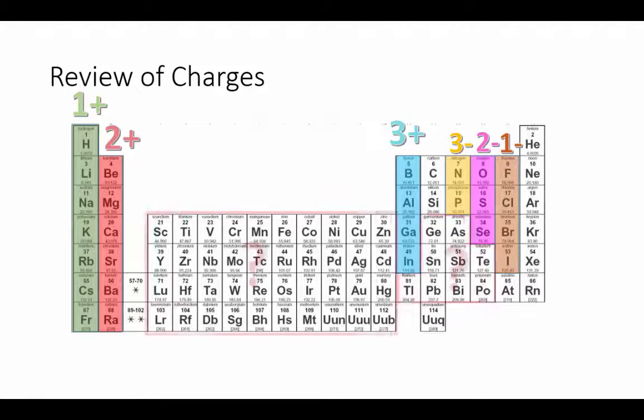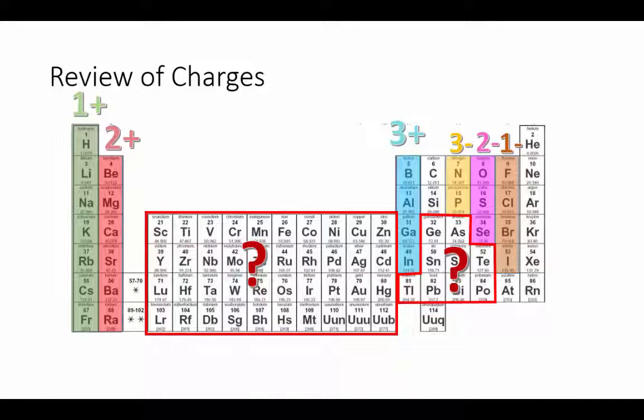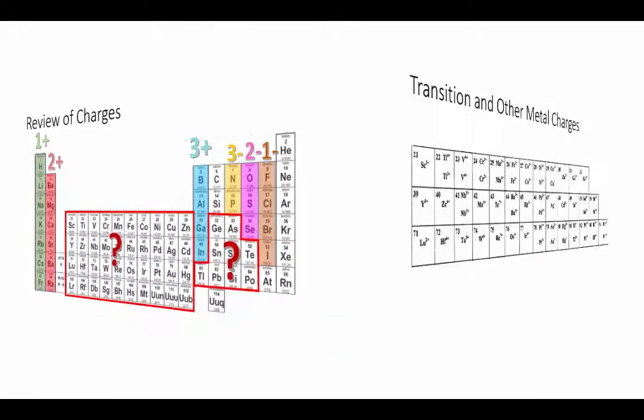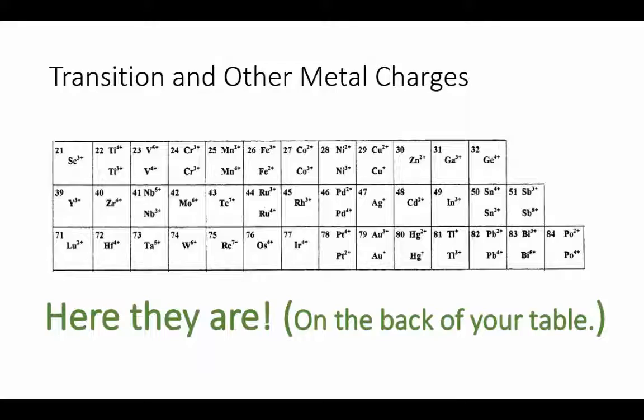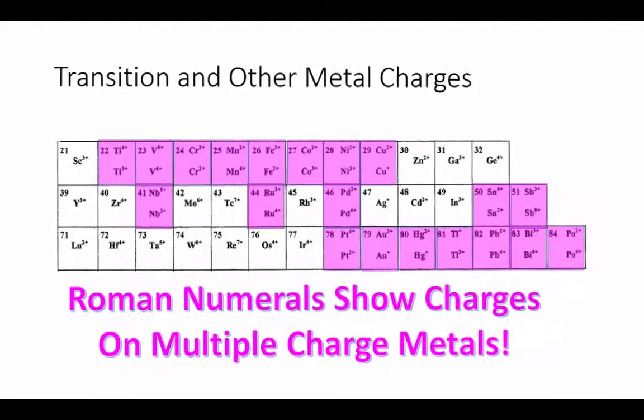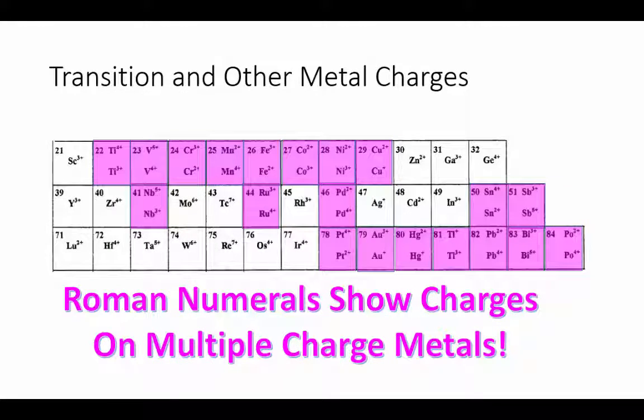But we've skipped a lot of elements. How about these elements? These are transition metals and other metals. Well, here they are on the back of your periodic table. And you'll notice right away that many of these metals have more than one charge. These metals with more than one charge are the ones that need Roman numerals, and the Roman numerals tell us what charge is on the metal.